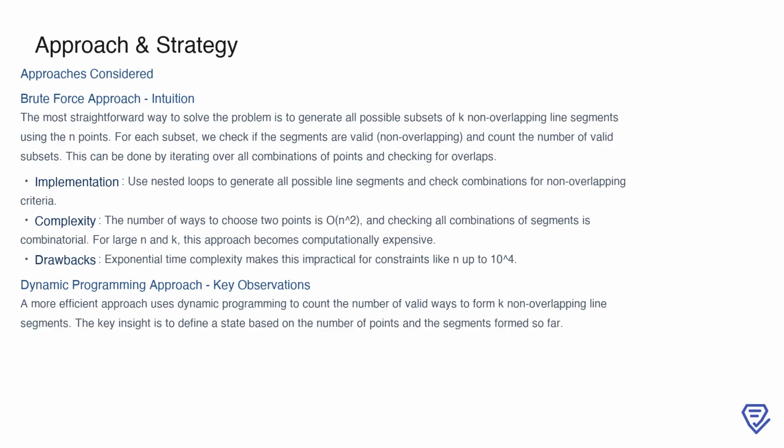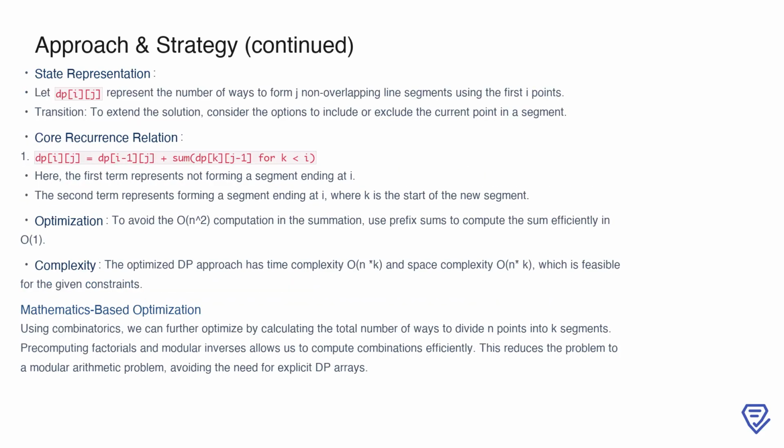By leveraging key observations about the structure of the problem, we can significantly reduce the computational overhead. In the dynamic programming approach, the solution revolves around an efficient state representation and recurrence relation. We define dp[i][j] as the number of ways to form j non-overlapping line segments using the first i points. The transitions depend on whether we form a new segment ending at the current point or not. Specifically, the recurrence relation is dp[i][j] equals dp[i-1][j] plus the sum of dp[k][j-1] for k less than i.